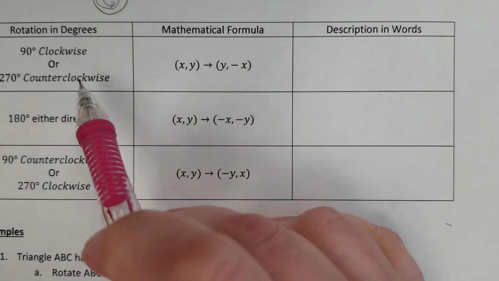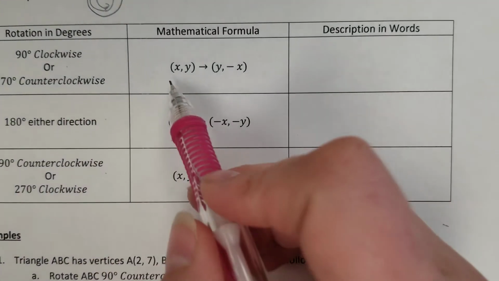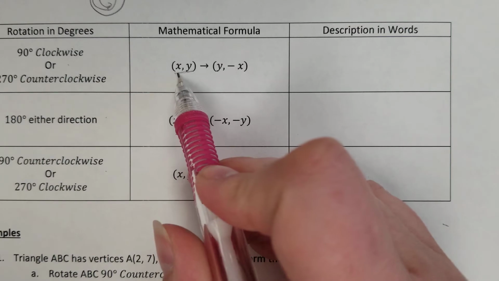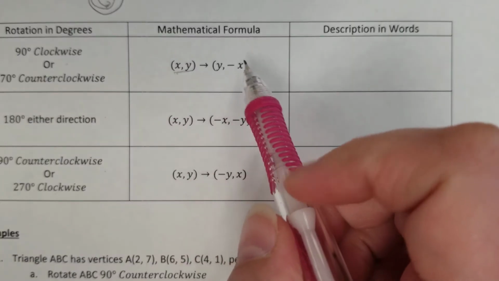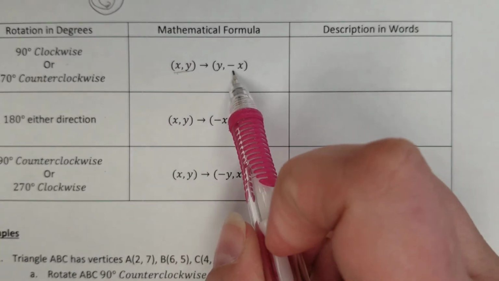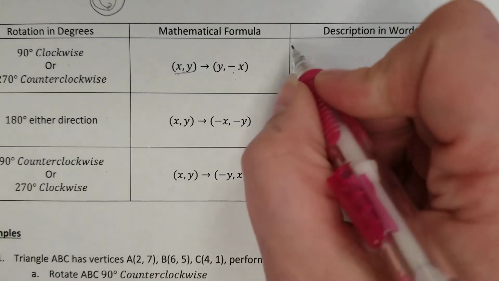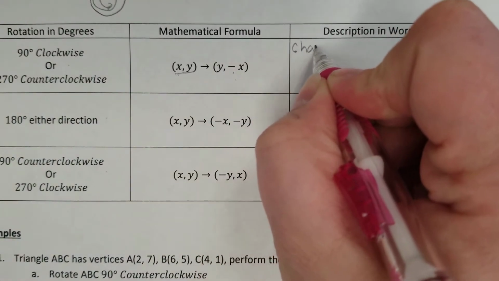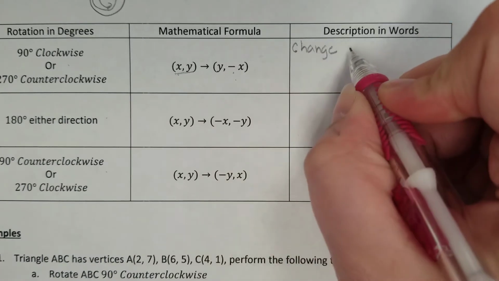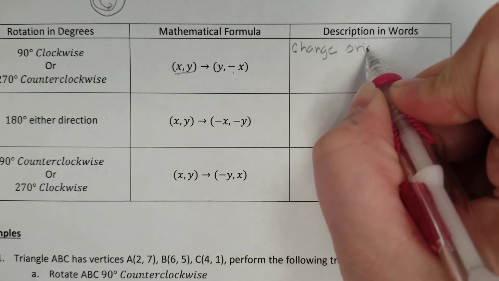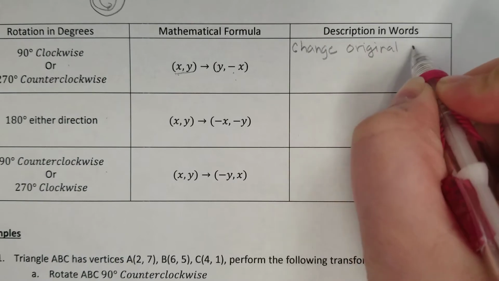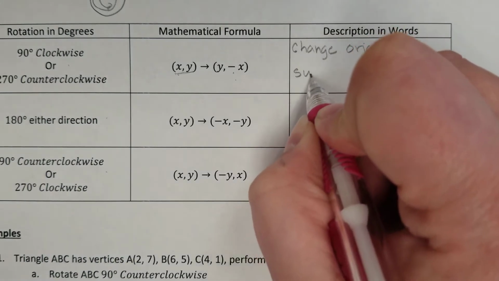So to start with, we're going to talk about 90 degrees clockwise. If you have your original point (x, y), when you rotate 90 degrees clockwise, you change the sign of the original x and then switch their order. So we're going to write that as: change original x and then switch order.